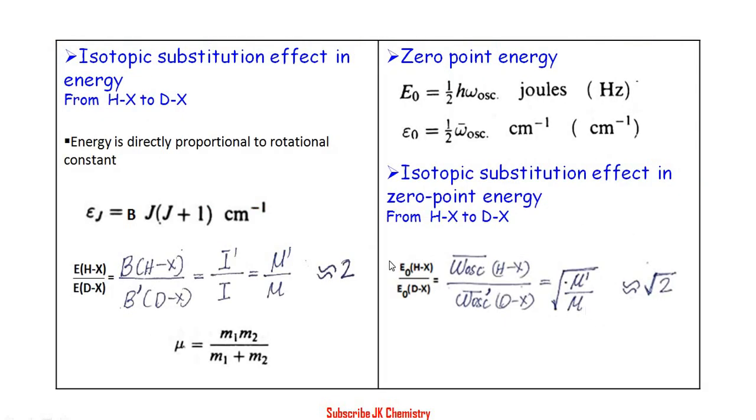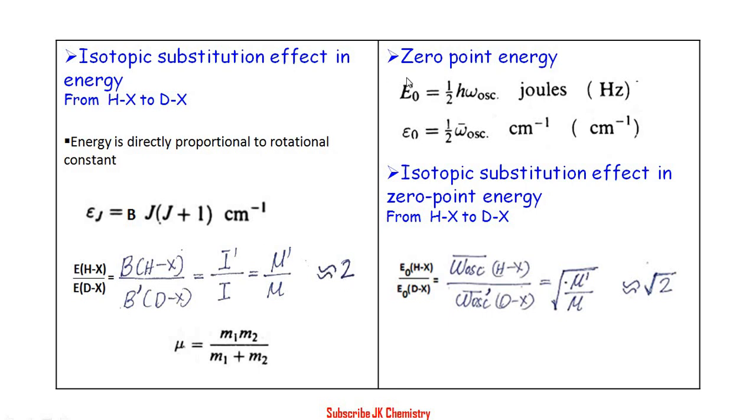Now again, you can have an isotopic effect in energy. This is the energy equation for rotational energy, that is E_J is equal to B into J into J plus 1, where B is h divided by 8 pi square I c. So we have substituted B, and clearly you can see E is proportional to B. Then we can take our earlier equation, the isotopic effect on B, that is E of H-X divided by E of D-X is equal to B of H-X divided by B dash of D-X. That is nothing but I dash divided by I, that is equal to mu dash divided by mu, which is approximately equal to 2.